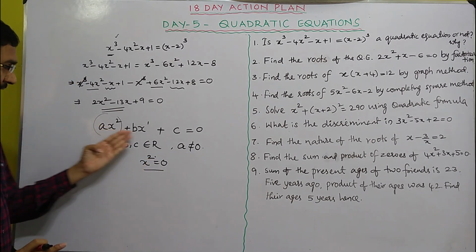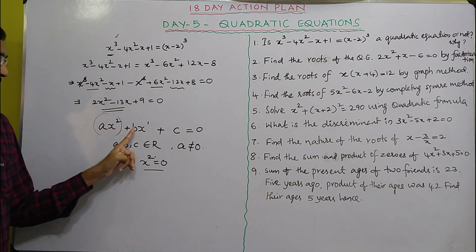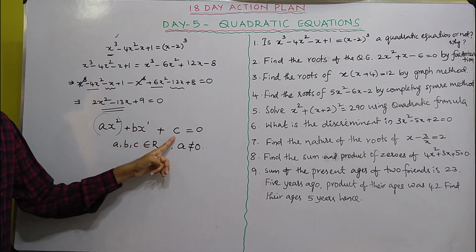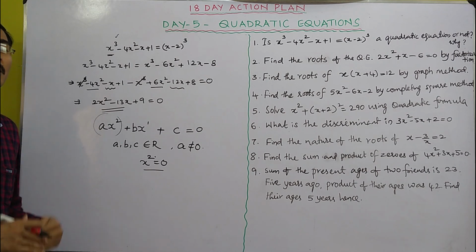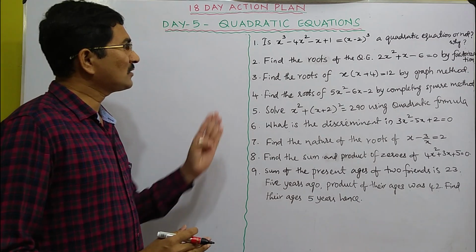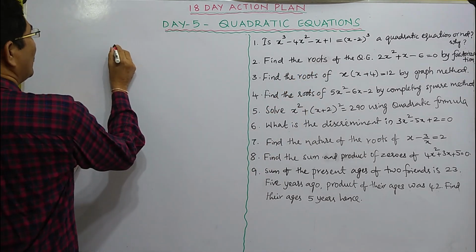So in this standard form, the coefficient of x square is a, the coefficient of x is b, the constant term is c. This is very important, and based on this we learn a lot of things as we go ahead in this chapter. Now the second problem is very well known to you, finding its roots.